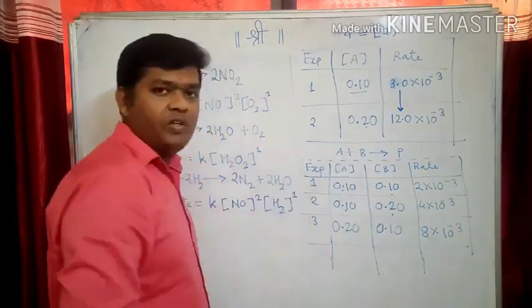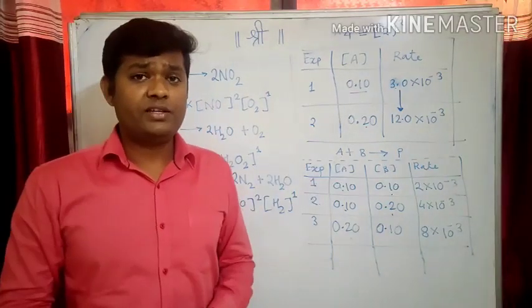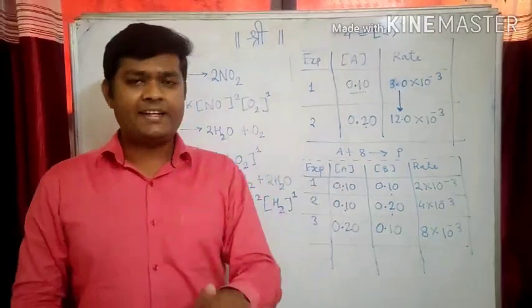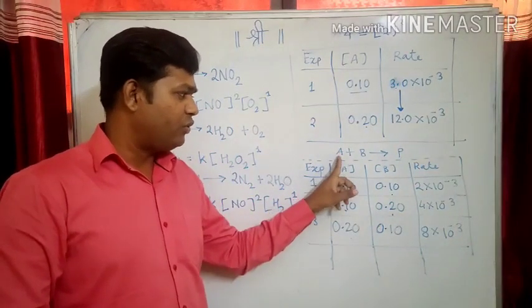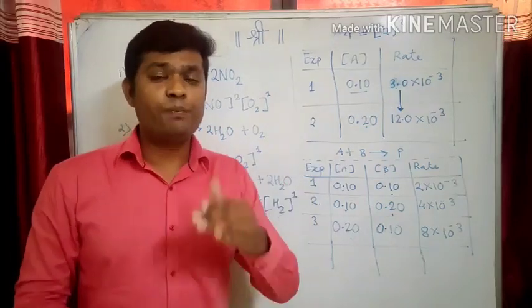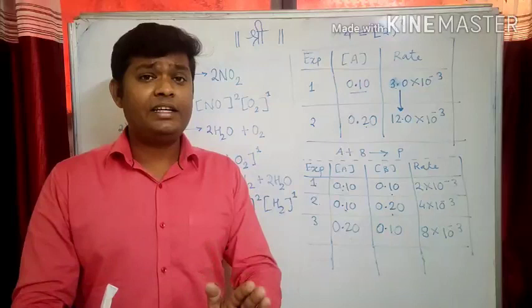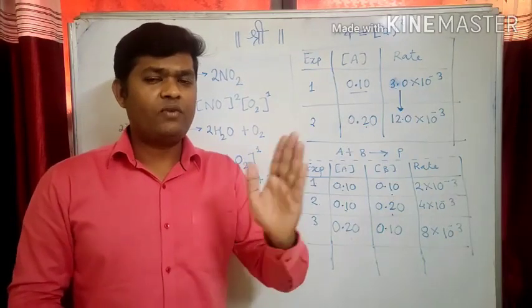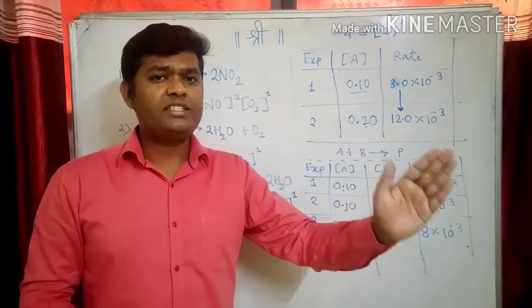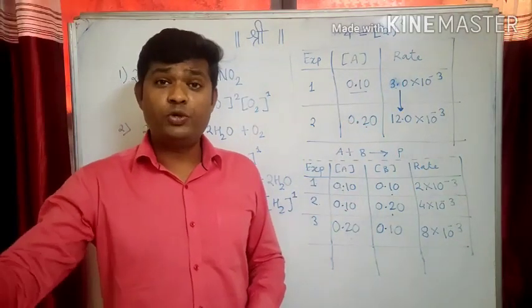So it is doubled. Now to determine the order of reaction of one reactant, either order with respect to A or order with respect to B, for that you have to consider one reactant as a constant. The concentration of one reactant should be taken as a constant, and the concentration of the other reactant should be changed.